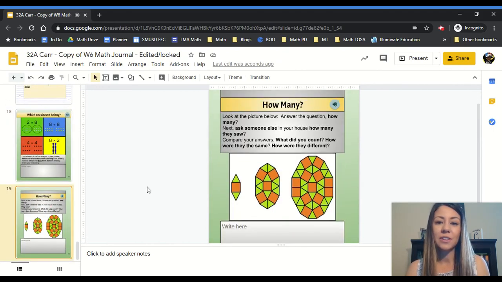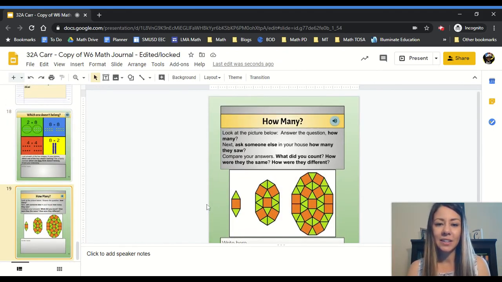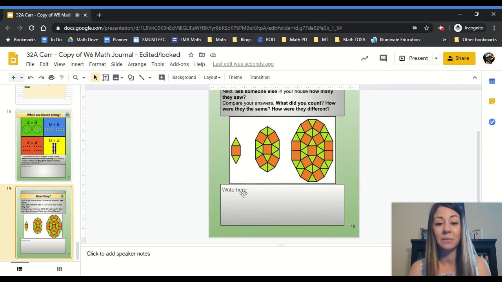And the other optional is How Many. Take a look at these pictures here. How many? And ask someone else in your home, how many do they see? Compare your answers. What did you count? And how were they the same? And how were they different? You can type that down below right here.